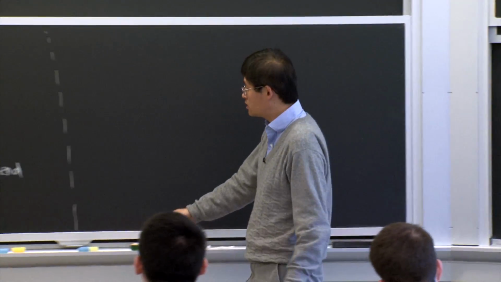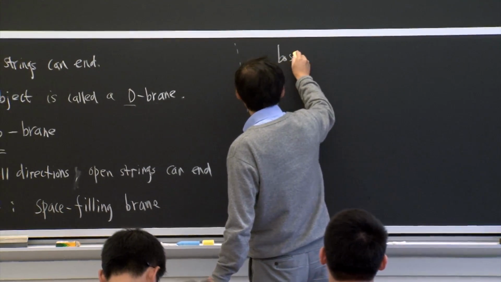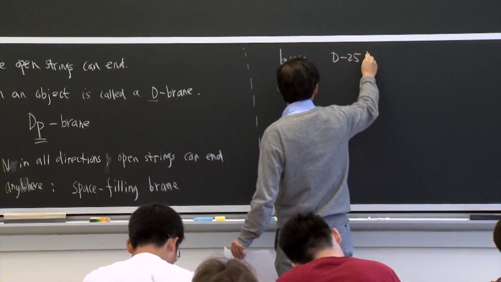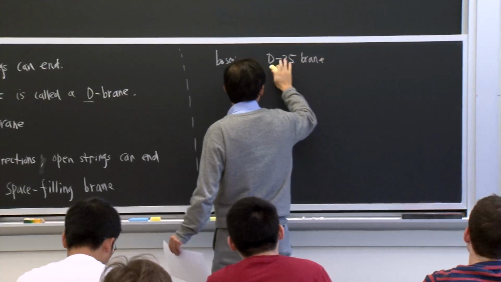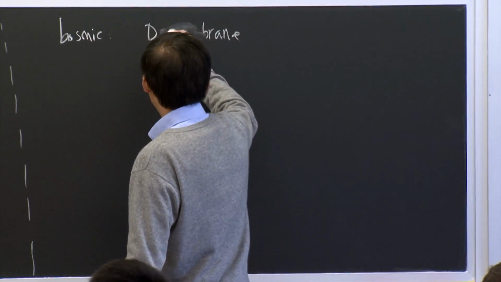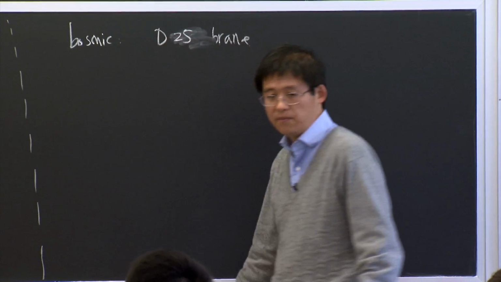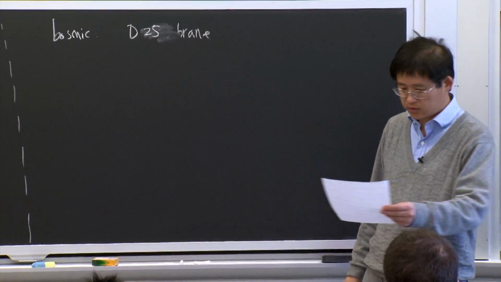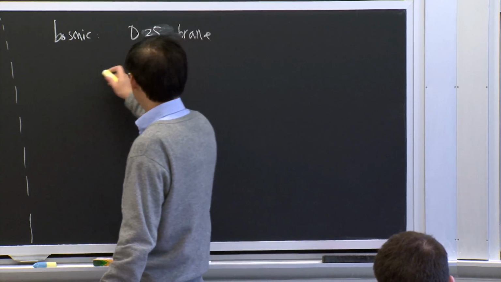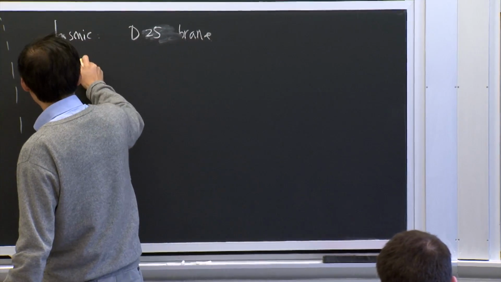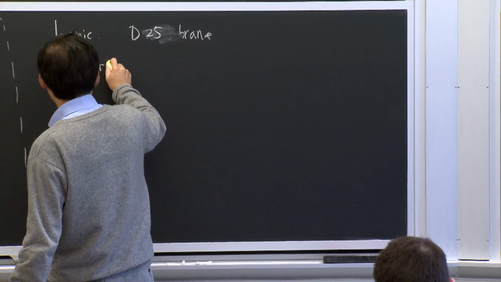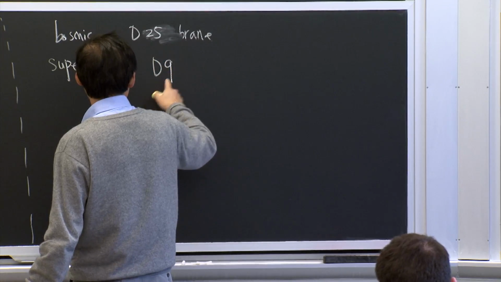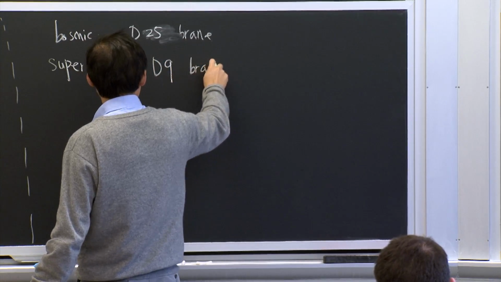So for example, in the bosonic string we talked about before, this corresponds to a D25-brane. A D25-brane because there are 25 spatial dimensions. Okay. Such a brane arises when you impose the Neumann boundary condition in all directions. Or if you are in the superstring, where the total number of space-time dimensions is 10, and then the spatial dimension is 9, then you have D9. Then these are the D9-branes.